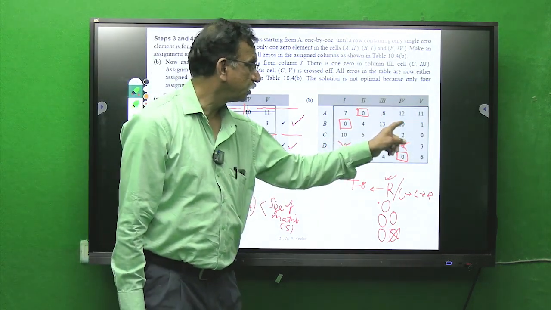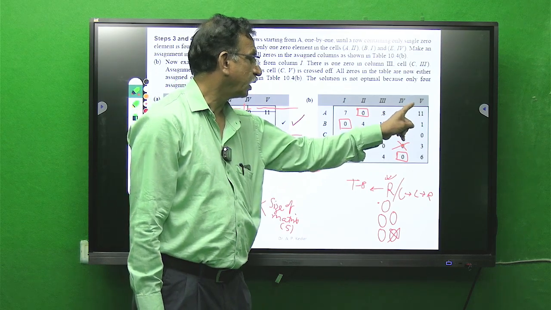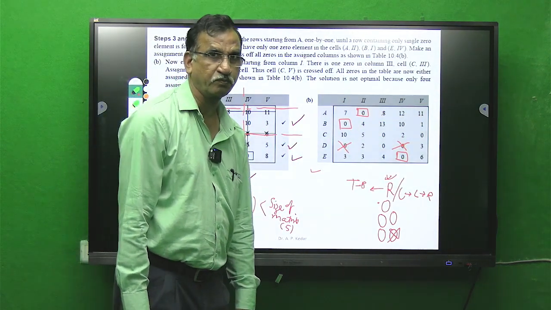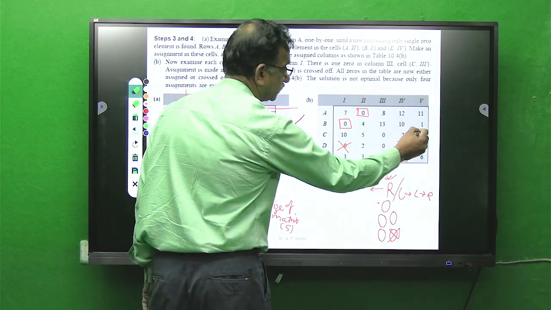So I will switch to column number 4. There is no 0 to be assigned. I will switch to column number 5. If you observe the values in column number 5, yes, there is only a single pure 0, and that is this 0.